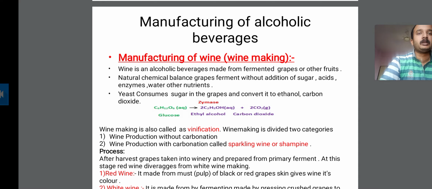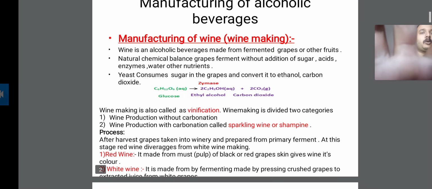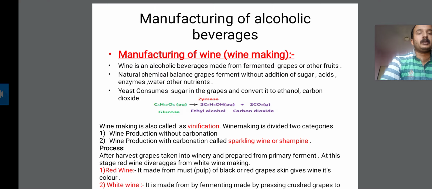Secondly, the natural chemical balance of grapes lets them ferment without the addition of sugar, acid, enzyme, water, and other nutrients. You ferment the grapes and other fruits without adding sugar, acid, enzyme, water or other nutrients, because the natural chemicals are balanced in the fruits and grapes. Grapes are chemically balanced because they contain the natural chemicals.